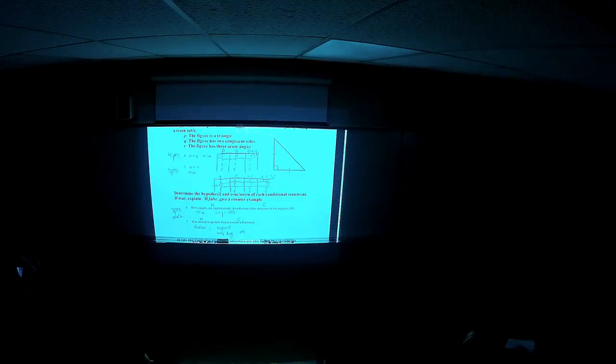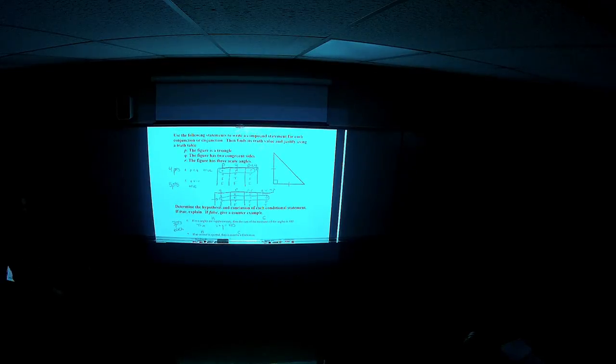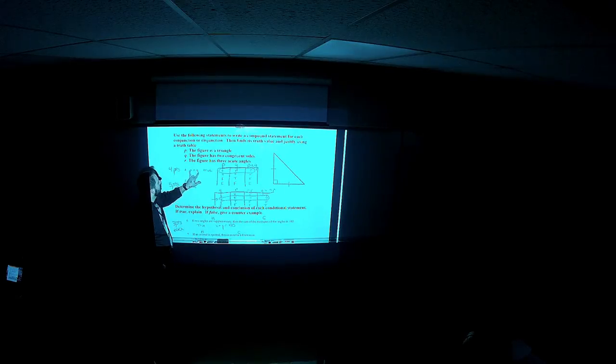Okay, 4 and 5. You have to tell me, is that statement true or false? Because I provided the compound statements. These are the compound statements, right? I provided them for you. So, the word and, the word or. That's how it works. And is the little up arrow.